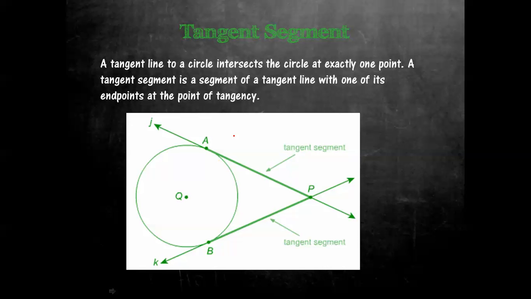Today we're going to talk about tangent segments. A tangent line to a circle intersects the circle at exactly one point. So we already know that. Here we have line J and line K, and these are tangent lines. A tangent segment is a segment of a tangent line, and it has to have one of its endpoints at the point of tangency. For example, a tangent segment here would be AP or BP. A has to be part of the segment, and B has to be part of the segment because it has to be where it touches at the point of tangency.